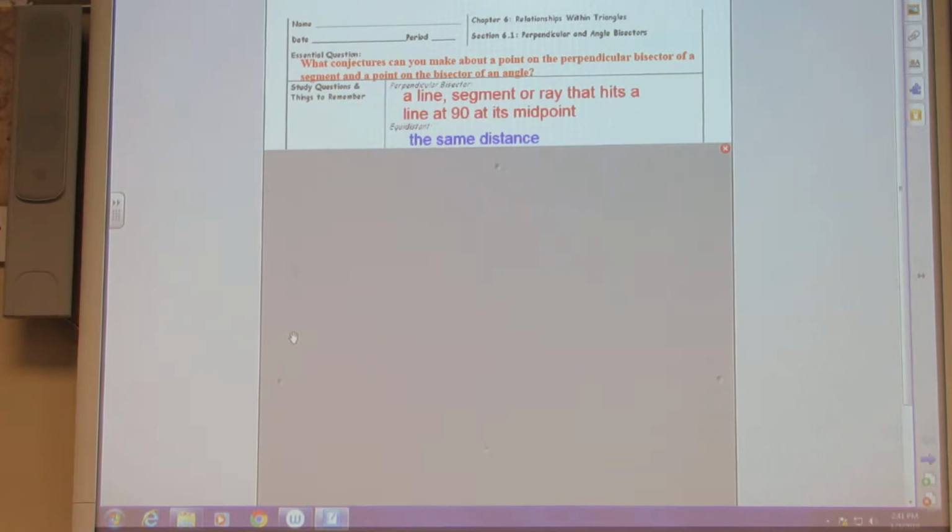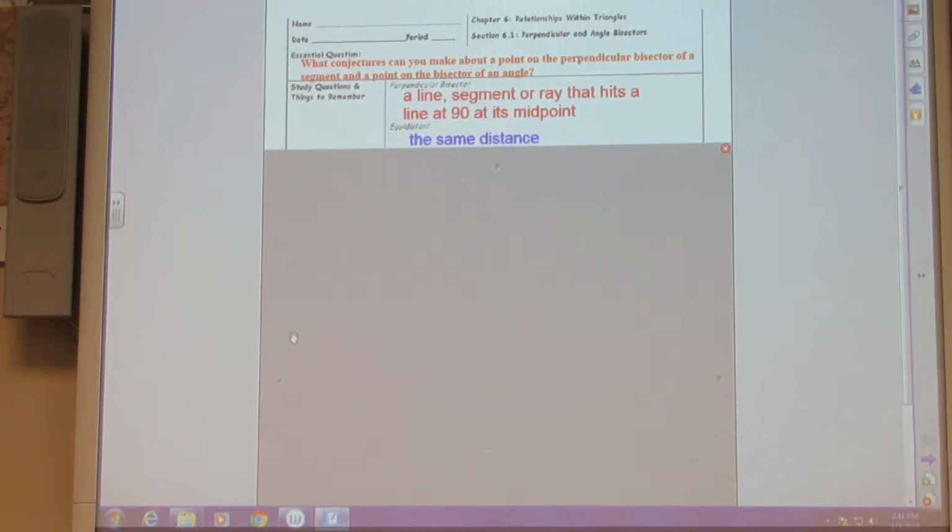So in 6.1, we are looking at perpendicular bisectors and angle bisectors. Central question: what conjectures can you make about a point on a perpendicular bisector of a segment and a point on the bisector of an angle?